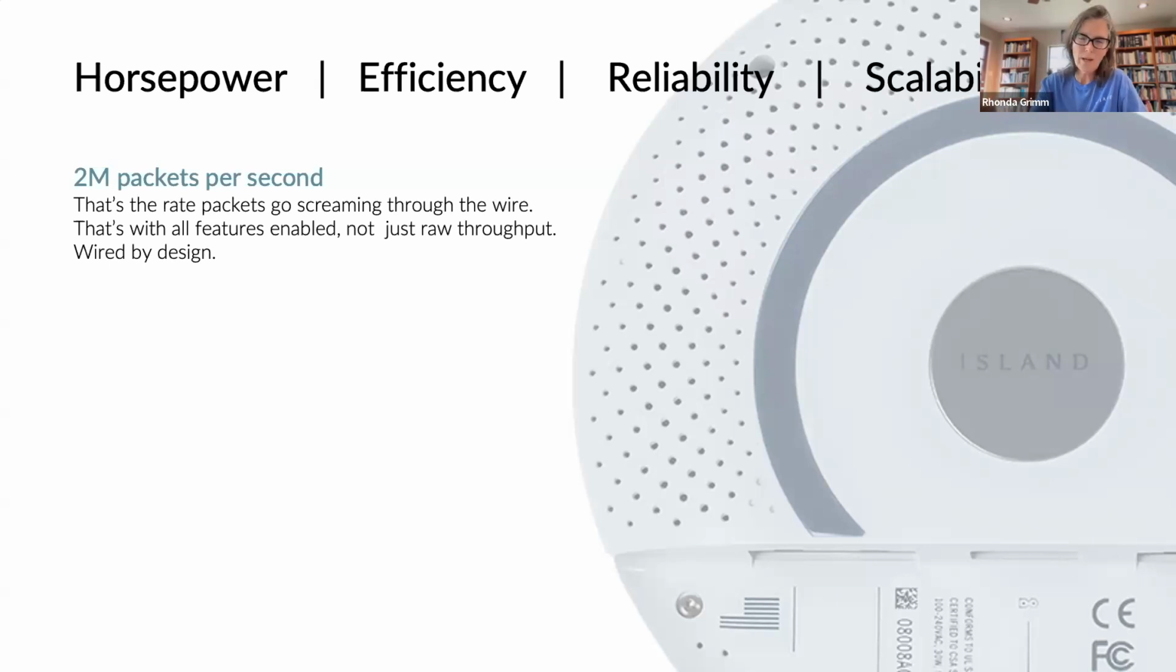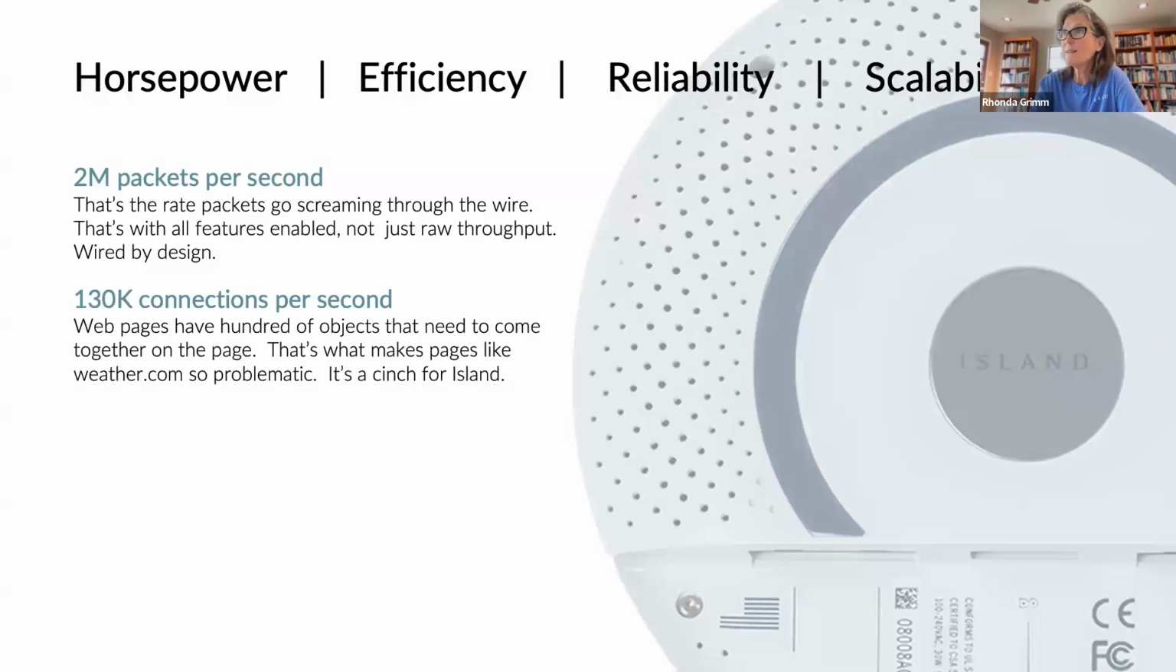So we can tout 2 million packets per second. You remember all those packets we learned about? They go screaming through the wire, with all features enabled, not just the raw throughput before you turn on anything. It's 2 million packets per second, period. It's wired by design to get the maximum effectiveness for the speeds. It's able to handle 130,000 connections per second.